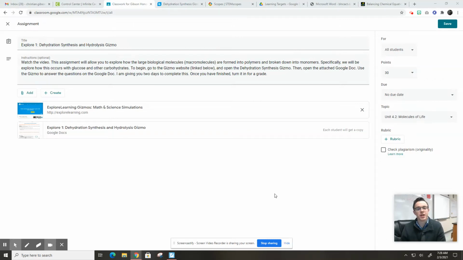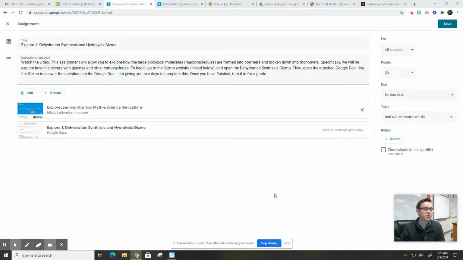So for this assignment, I'm actually giving you a couple of days to do it. We're going to be using Gizmo, and this Gizmo will help illustrate how these big macromolecules that we've been talking a little bit about are formed and how they're broken down.